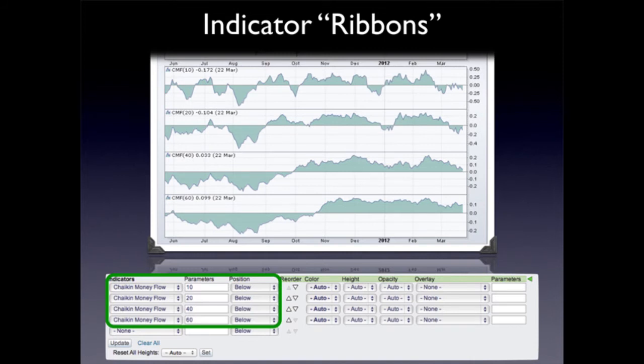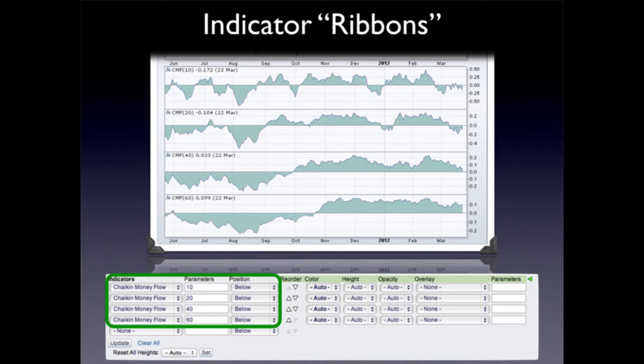So here's the initial stab at a ribbon concept for an indicator. And what we've done here is I've added the Chaikin money flow again and again and again to this chart on the bottom, but I've varied the parameter as you go down. Now what's very interesting about this chart is it fully illustrates the conundrum and the challenge of interpreting indicators. This is the bane of technical traders' existence.